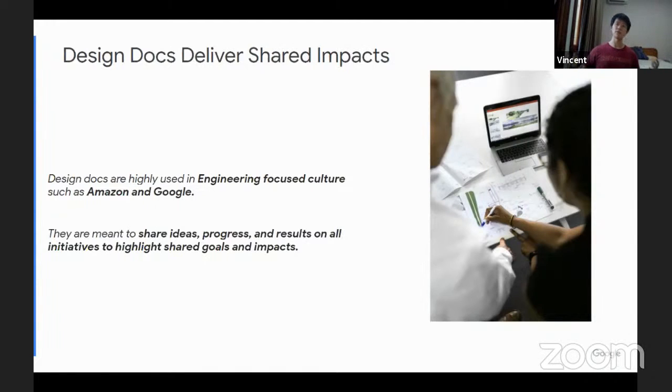So for example, if you're working on a machine learning model, let's say a neural network model, and your implementation is actually transferable to other teams, right? Usually the other teams know that I'm presenting this, they know that I have this design doc. They will look into it and see how applicable it is to their use cases. And they will reach out to me and say, hey Vincent, can we collaborate on this together? So design docs are really, really important to share knowledge and deliver shared impacts.